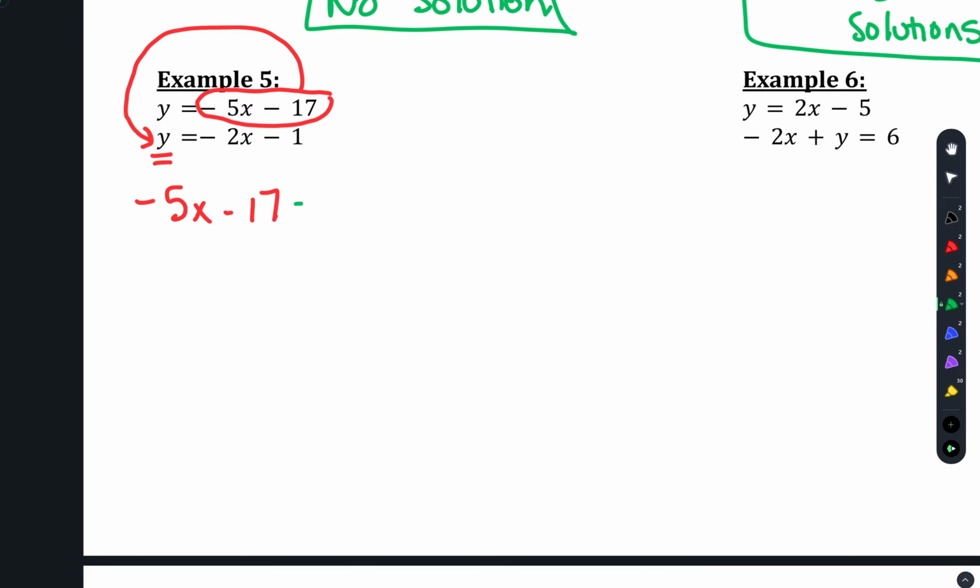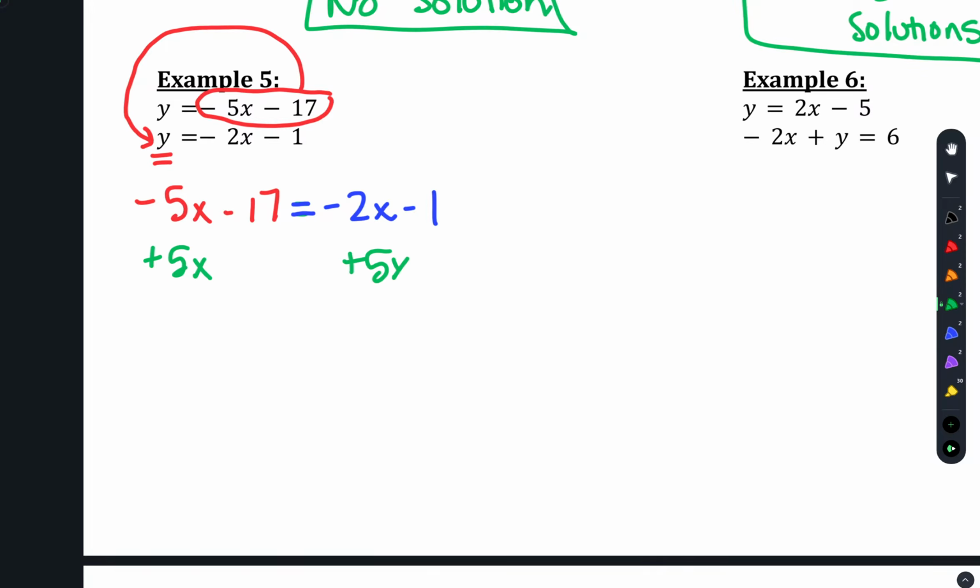I'm left with, on the other side of my equal sign, negative 2x minus 1. So it just kind of feels weird. But now I'm just solving for x. All that's left is x's. I'm going to solve this like I do any equation with two variables, one on either side. And I'm going to move my x's to one side. I like to deal with only positive numbers, but it doesn't really matter which side, left or right, you put it on. I'm going to move all my x's to the right side.